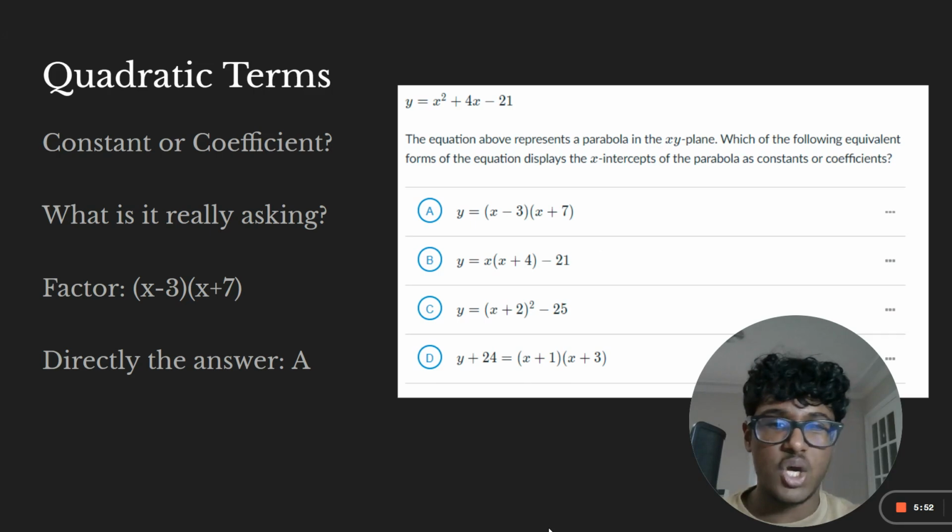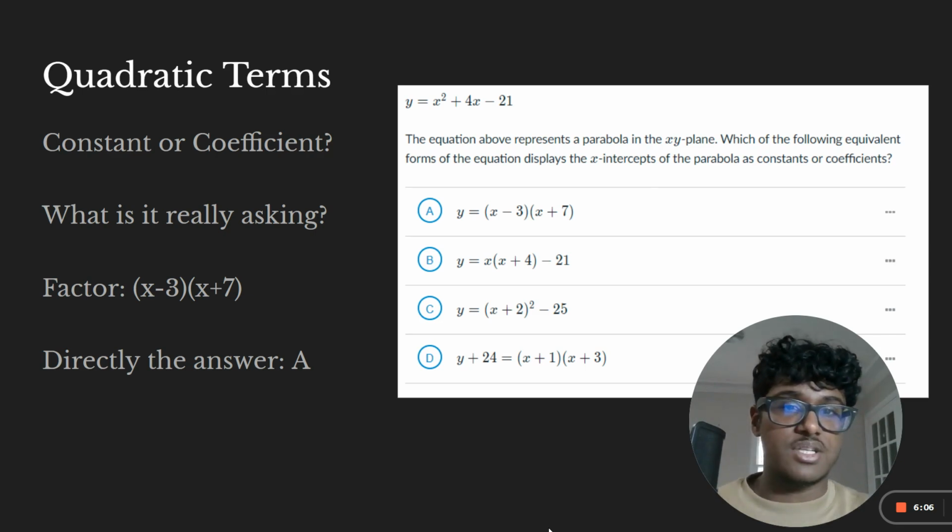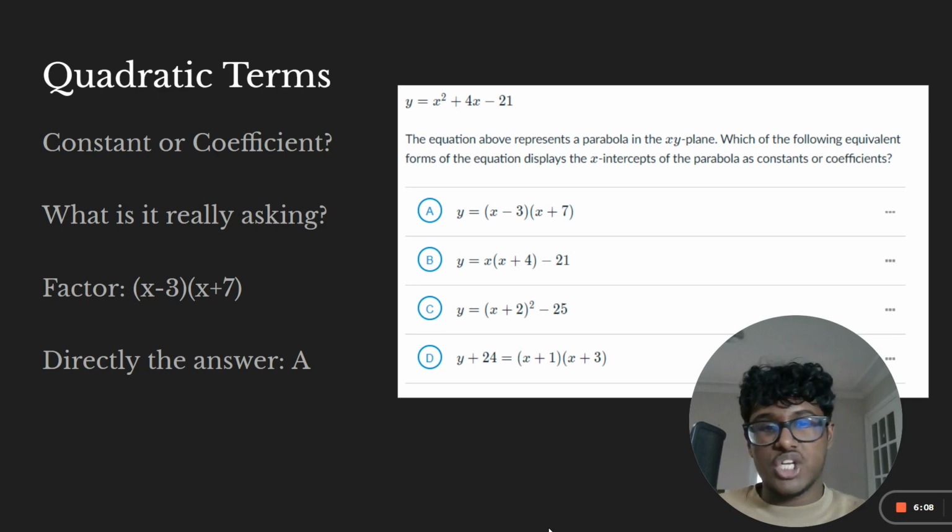Which of the following equivalent forms of the equation displays the x-intercepts of the parabola as constants or coefficients, right? So we're looking for what is a constant or coefficient? What is this question really asking? The question is simply asking us what equation here, all of them are supposedly equivalent to the equation above, which I haven't tested beforehand, but I'm going to assume that they're not lying to us.